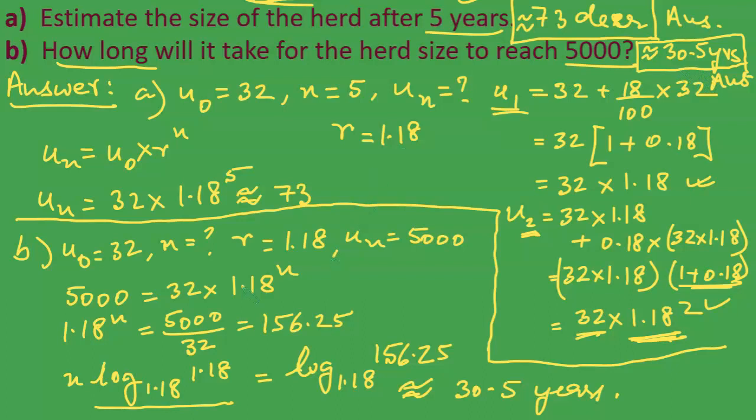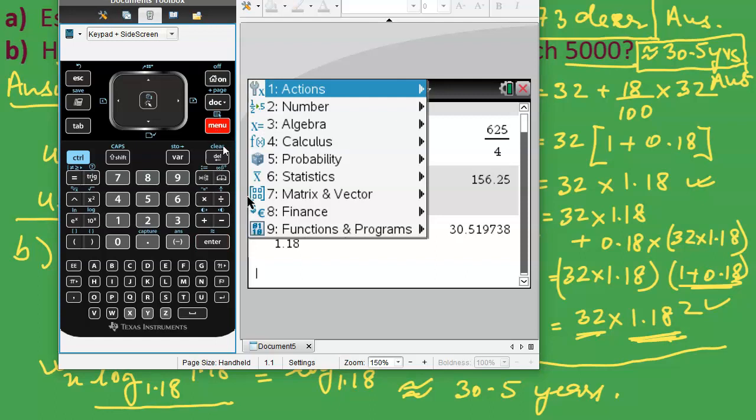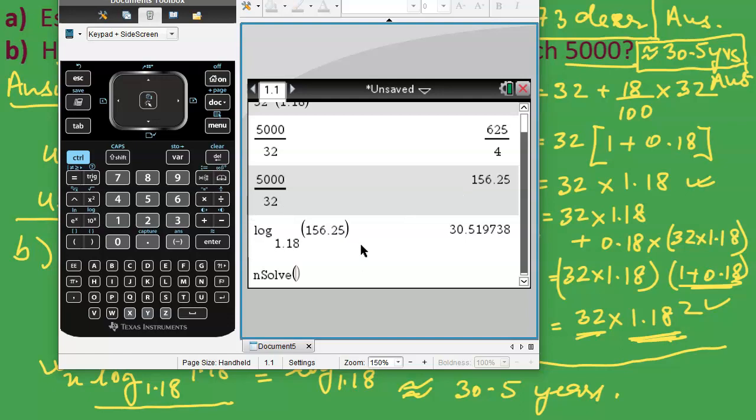And let me show you another way of solving this equation. This way is sufficient to get the n value, but I have seen many students struggle with the TI-Nspire calculator. So let me show you another way of solving an equation. So it is 32 times 1.18 to the power of n equal to 5,000. The method that I'll be showing you is the numerical solve or the NSolve method.